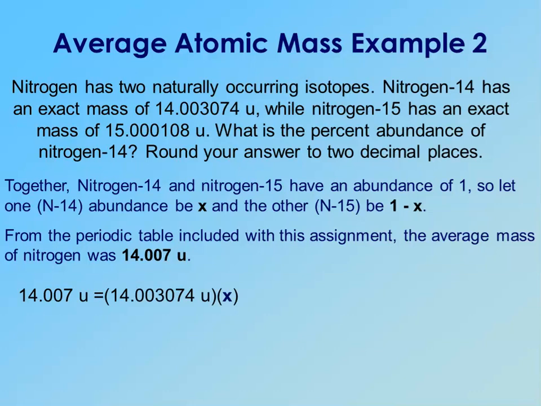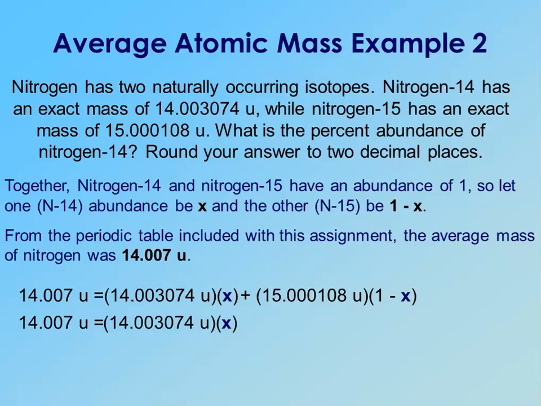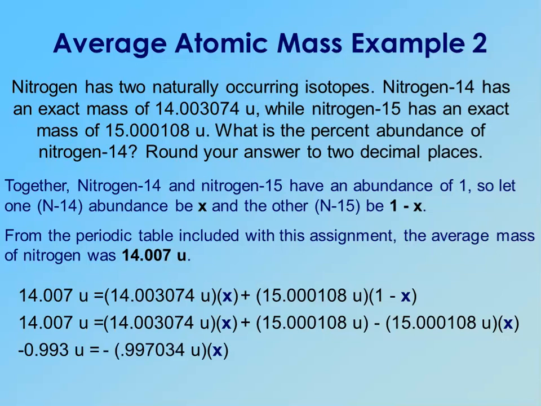Then I take the mass of each of my isotopes and I multiply them by their relative abundances. So nitrogen 14 gets multiplied by X, nitrogen 15's mass gets multiplied by 1 minus X. And at this point, I start to combine like terms together. I need to distribute that 15.000108 U through, and then combine the X terms and combine the constants. So the first term's not going to change, but the second one is going to end up with 2 terms. And so the U's would come together and the X's would come together. So if you go back and do that algebraically, you'll see that.